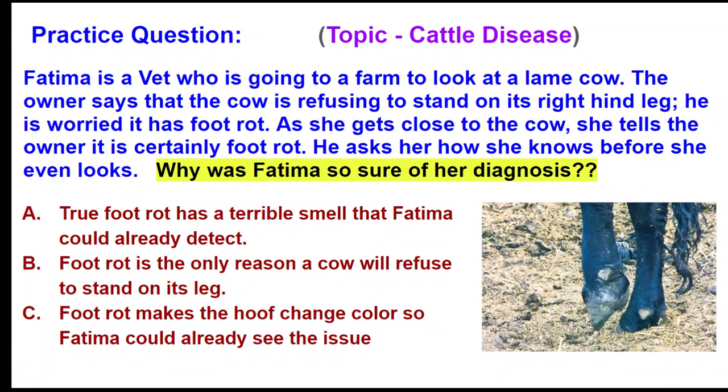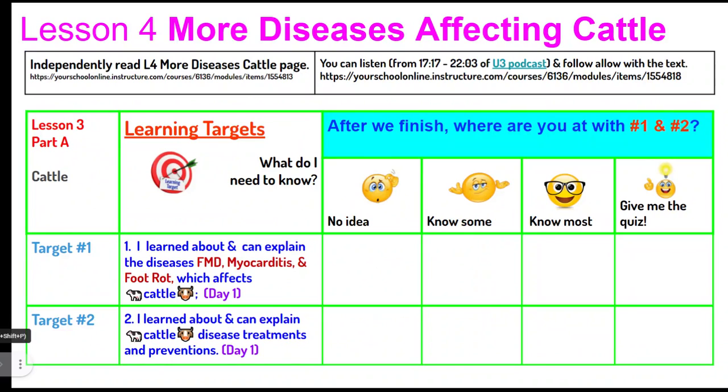All right, a practice question. All right, after we finish, where are you at with number 1 and number 2? Are you farther to the right? Number 1, I learned about and can explain the diseases: FMD, foot and mouth disease, myocarditis, and foot rot, which can affect cattle. Number 2, I learned about and can explain cattle disease treatments and preventions. Can you check these off? I hope so.